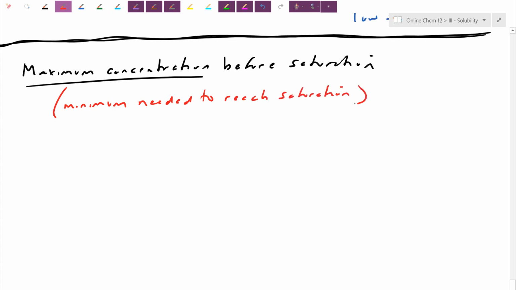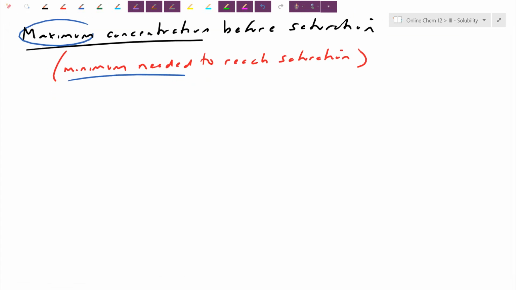Either you think of it as a maximum. This is the upper limit. This is the most ions that you can dissolve. Or I can word that as the minimum, how much do you need to add until the saturation happens? Notice that they're asking the same question here. Okay, so let's just try out a problem here.